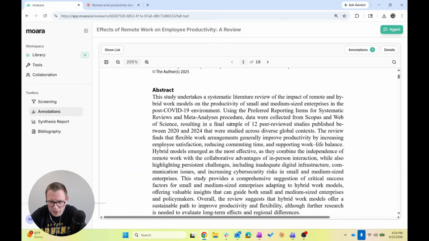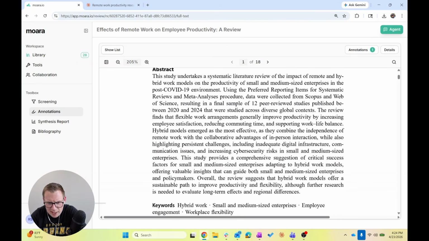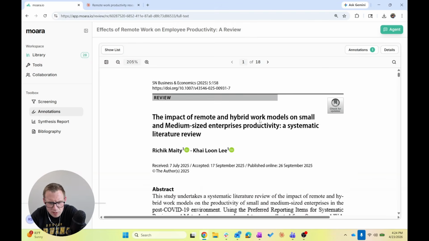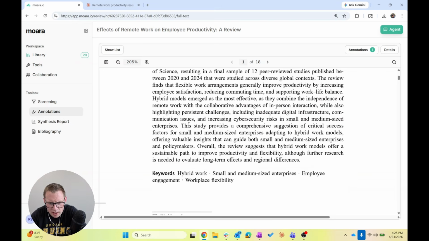Systematic review of the impact of remote and hybrid working models on productivity of small and medium-sized enterprises. Yep, remote and hybrid working models. This is one of the recent ones I added. Comprehensive suggestion of critical success factors. I had marked this one as: hybrid models emerged as the most effective as they combine the independence of remote work.